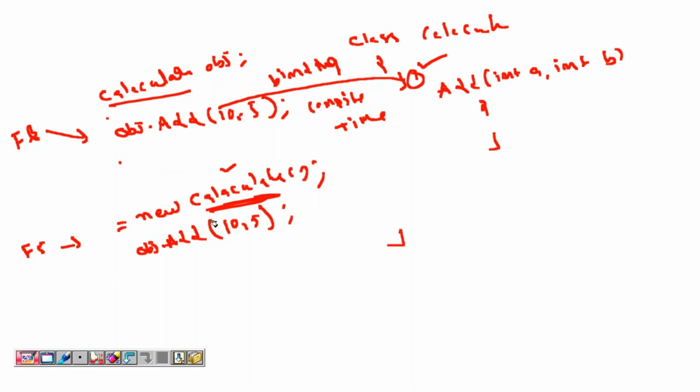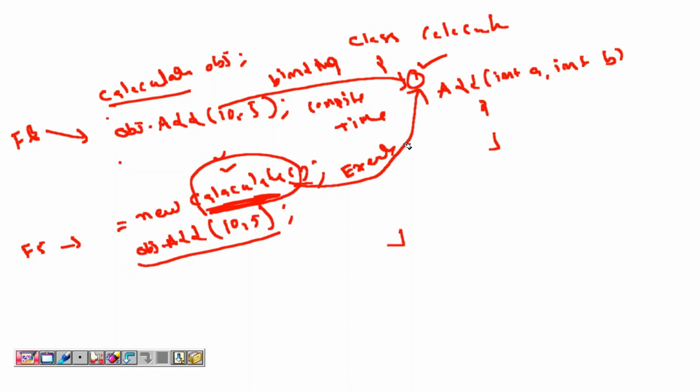Here also, obj.add means it will consider the object type. Object type is calculate. Again control will go to the calculate class and it will execute the same method. Which method? The first add method only. At which time? Runtime. With this you can observe one thing: a method which is bound at compile time is executed at runtime. That's why this is called static polymorphism.